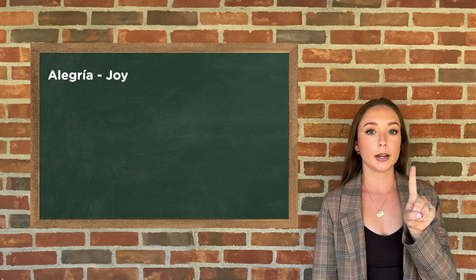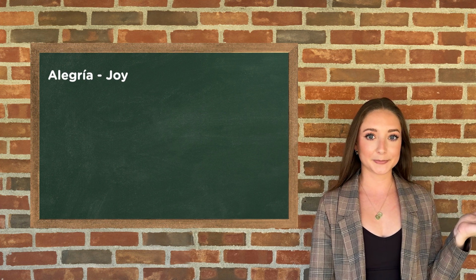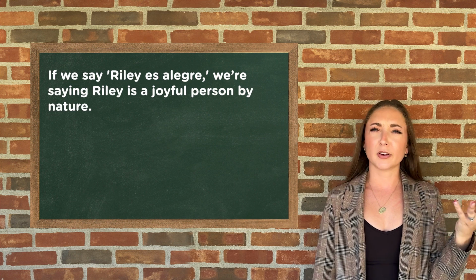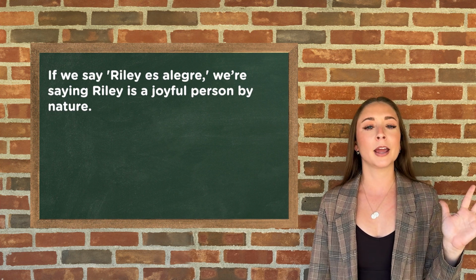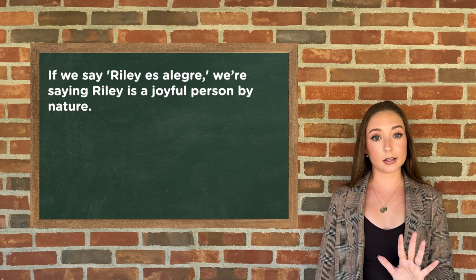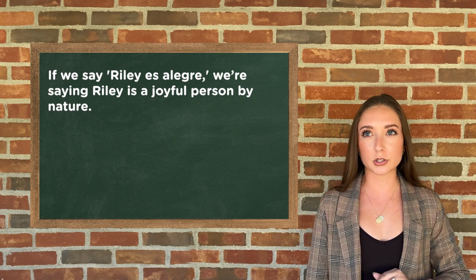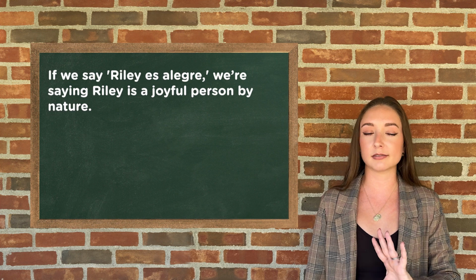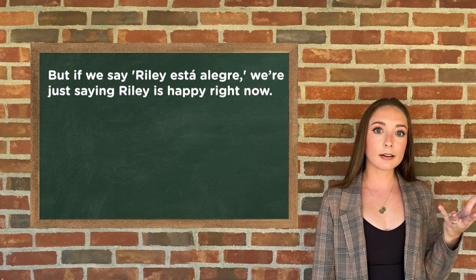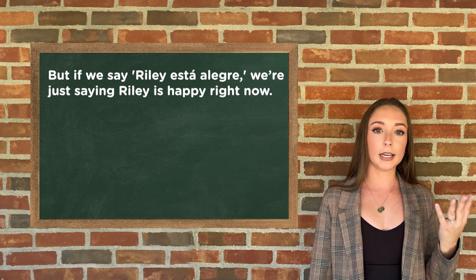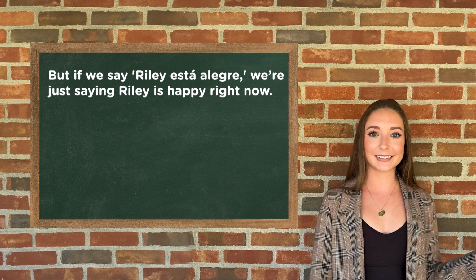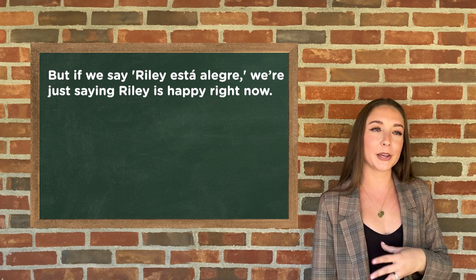So example 1, alegría, joy. If we say Riley es alegre or Riley es feliz, sounds weird for one, but if we were to use it in that way, we are saying that that is Riley's personality. She is only ever that way. She's only joyous and only happy and doesn't really experience anything else. Whereas if we said Riley está feliz or está alegre, we are saying that right now she's happy, she's good. It's not a part of her being or personality.